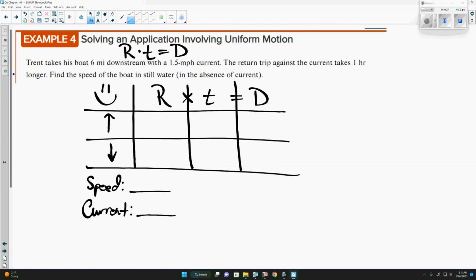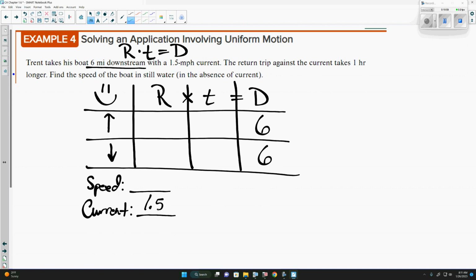Now, let's look at what they gave us. Trent takes his boat 6 miles downstream. So he's going 6 miles downstream. How far upstream is he going to go? Because he went downstream and then came right back up, yes? So if he's going 6 miles downstream, how far is he going back upstream? 6 miles. So we know that. With a current of 1.5 miles per hour. Okay, so we know the current. We fill that in.